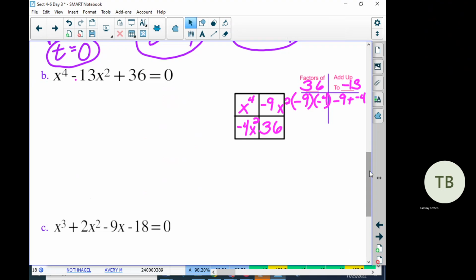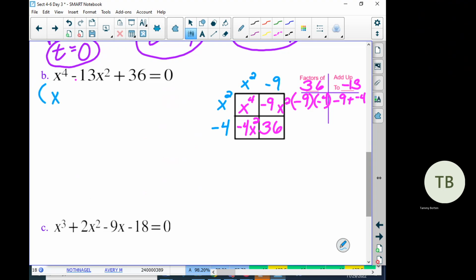Okay. Now when I decide what to put outside of the box, if this is x to the 4th, I do x squared and x squared. This is going to be a negative 9 times x squared gives us that. X squared times what gives us negative 4x squared? This would need to be a negative 4. You can always check it, multiply these and get that. So when I do this, here I have x squared minus 9. Here I have x squared minus 4. And that equals 0.